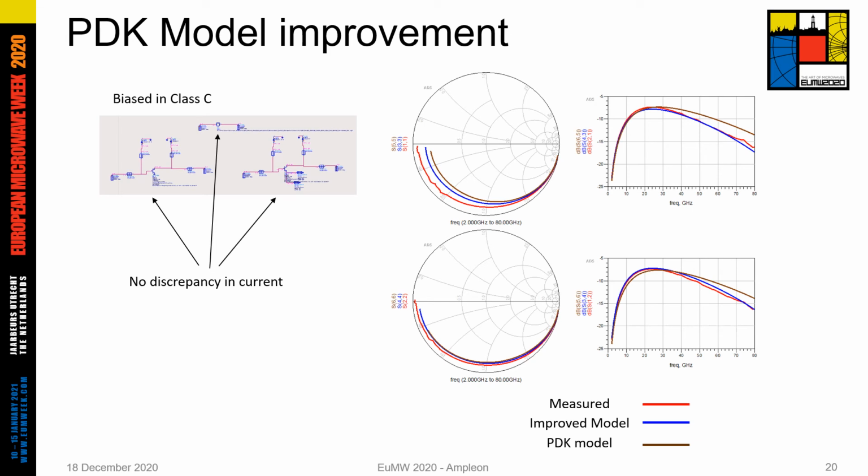And we improved the model to fit the measurement as much as possible, also in class C, because as I mentioned previously, in the multi-bias S-parameter condition, your model needs to satisfy the conditions versus different bias scenarios as well.